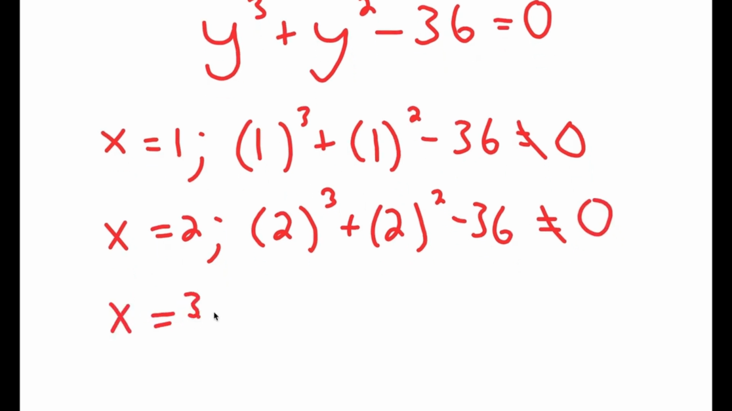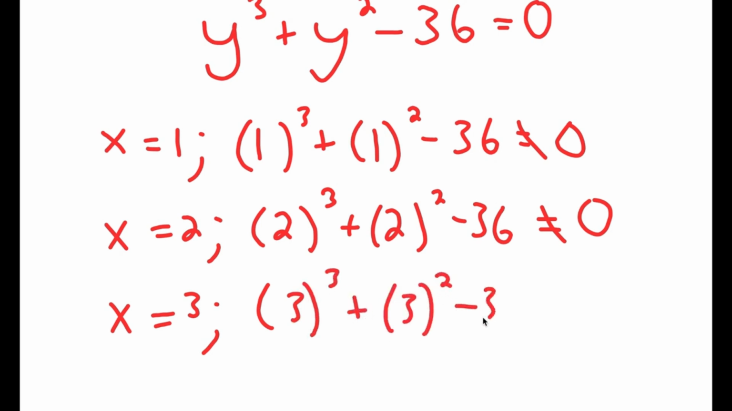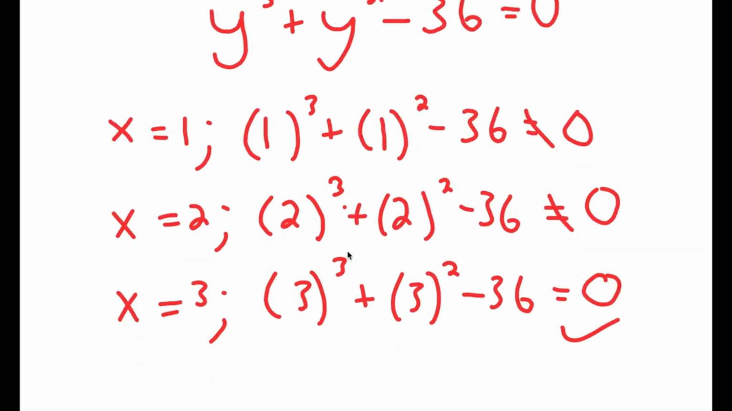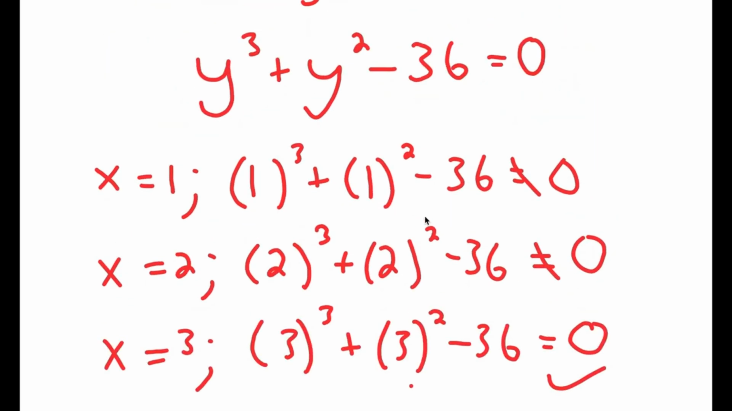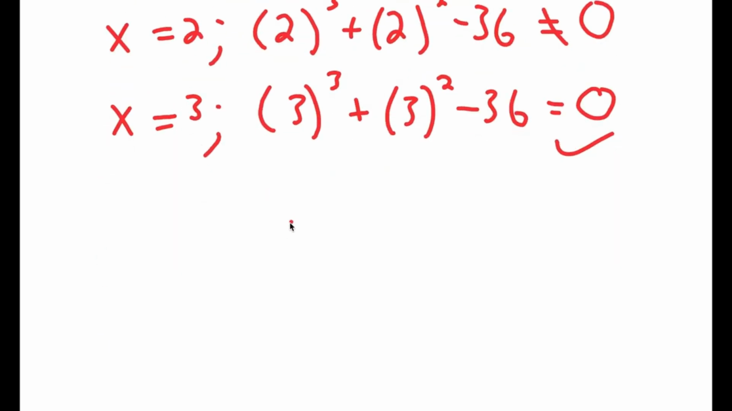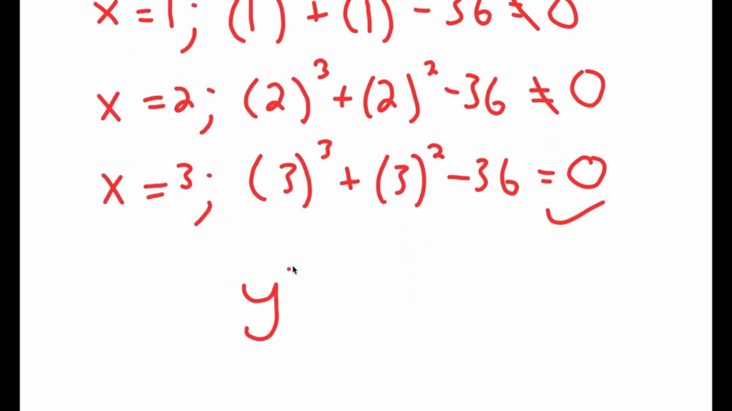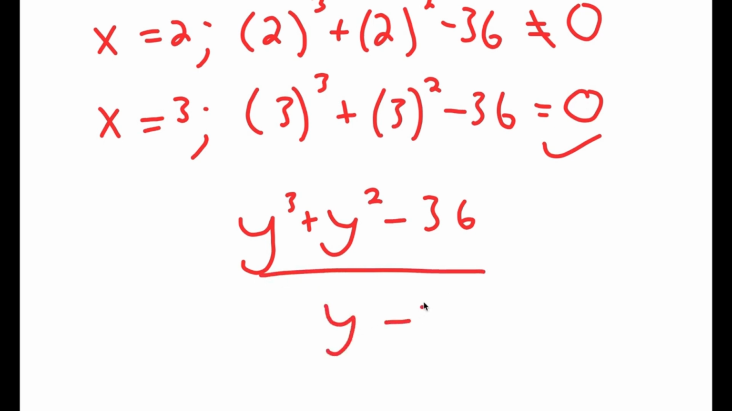Now I have 3, so I get 3 to the power of 3 plus 3 squared minus 36. 3 to the power of 3 is 27. 27 plus 3 squared is 9, so 27 plus 9 is 36. 36 minus 36 does equal 0, so this is right, and 3 is the solution. So now that I have, actually, sorry, this should be y equals 3 as a solution. What I have to do is divide y to the power of 3 plus y squared minus 36 by y minus 3.